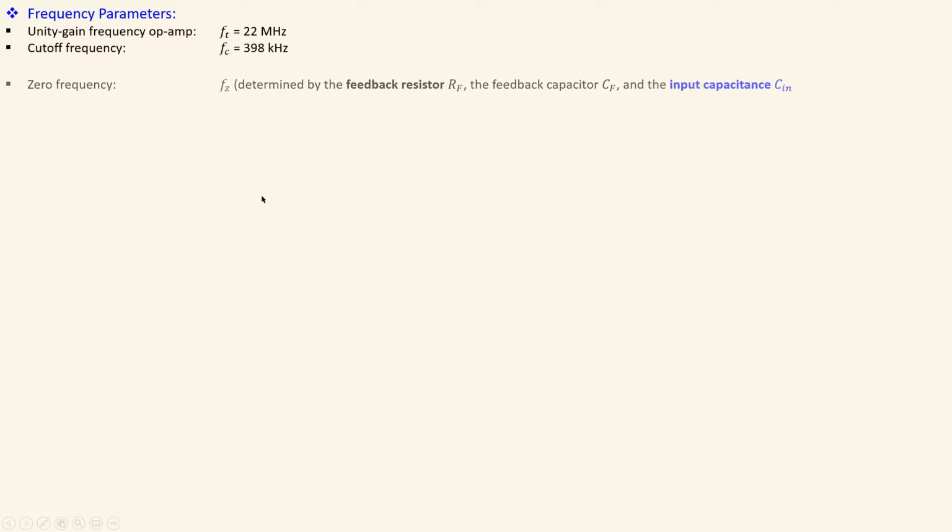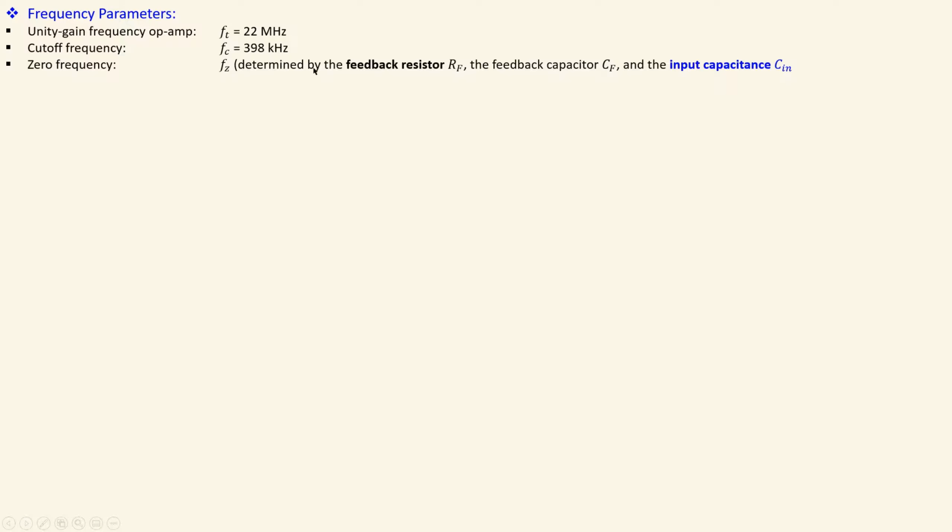Okay, now frequency parameters again. We will of course summarize this here using the formulas we have discussed earlier in the theory part. The gain bandwidth frequency from our data was 22 megahertz from our op-amp. The cutoff frequency just calculated was 398 kilohertz, and the zero frequency, which is determined by the feedback resistor and also the feedback capacitor and also the input capacitors of the circuit.